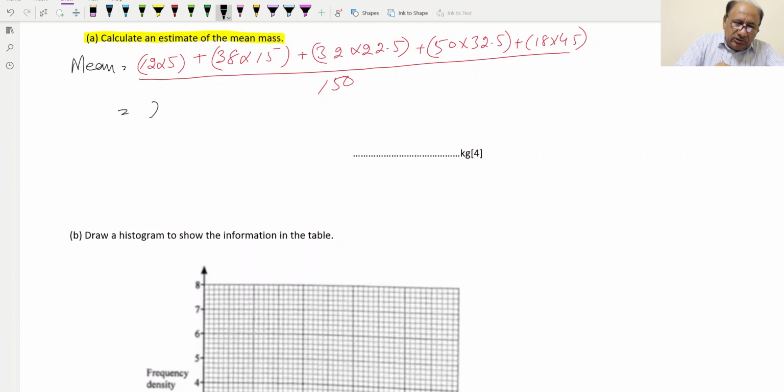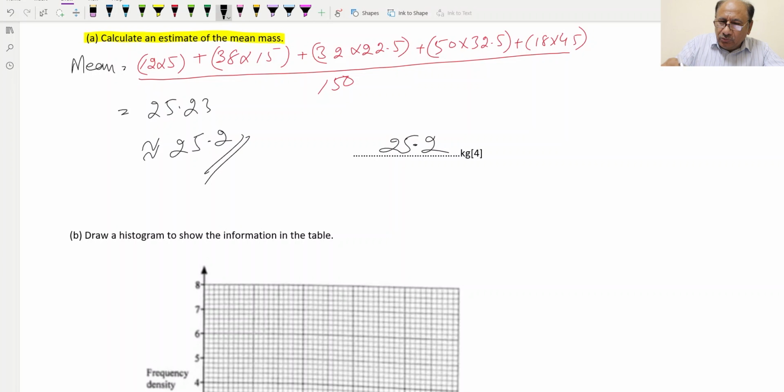This is equal to 25.23. So 25.23 will be the mean, and approximately we can write 25.2 up to 3 significant figures, and the answer will be 25.2 kilograms.